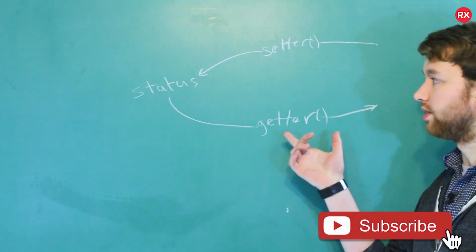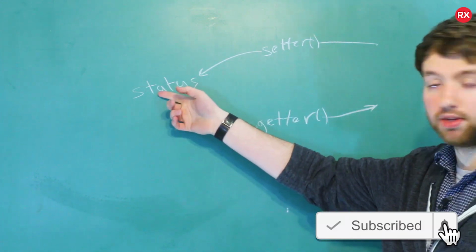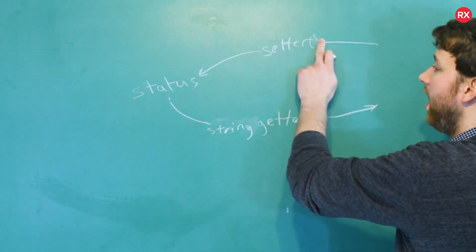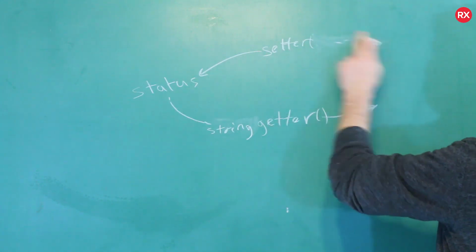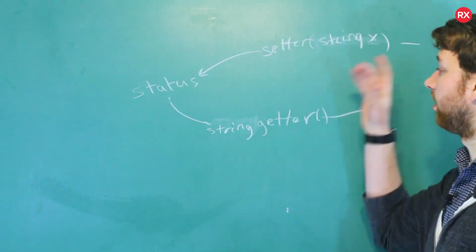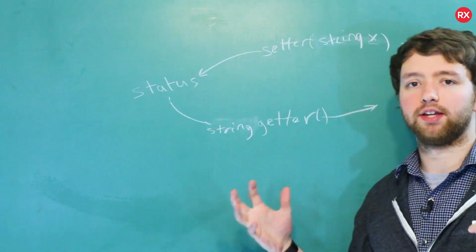Now the getter is going to return whatever type this is. So let's say it will return a string. The setter will take a string to set the status, like so. In the upcoming video, we're going to go through an example of creating getters and setters. It'll be nice and simple.